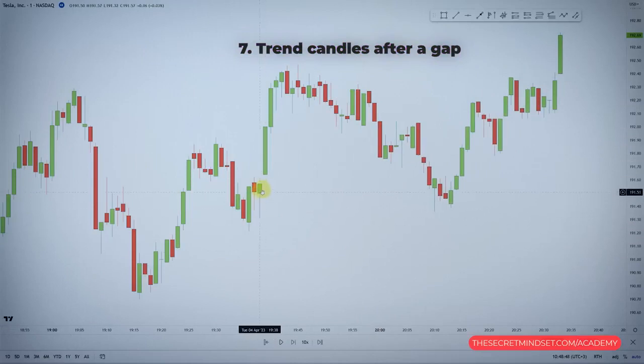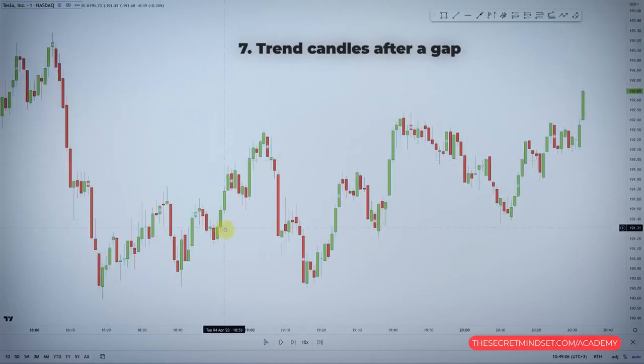7. Trend candles after a gap. This is even more powerful. Not only did the market form an up gap, like in this example, but it continued with a strong trend bar, indicating the conviction of buyers and their willingness to push price higher.